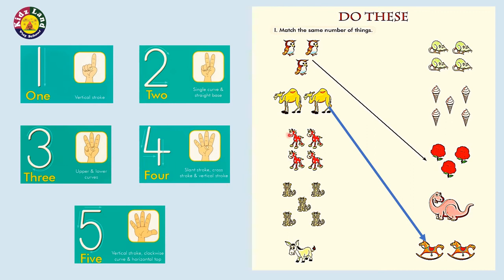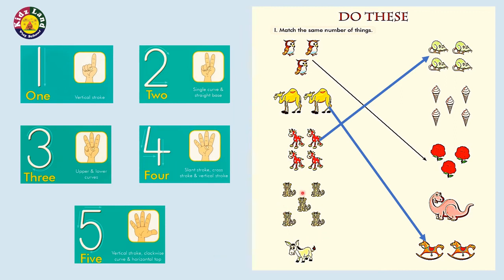The next one is the giraffe. Let me count the giraffes. 1, 2, 3 and 4. 4 giraffes are there. So on the right I should have 4 in count. What can I see? I see the mice in 4 here. Count them. 1, 2, 3, 4. So what should I do? I have to draw the line from the giraffe to the mouse. Here we are matching the count, not the pictures.